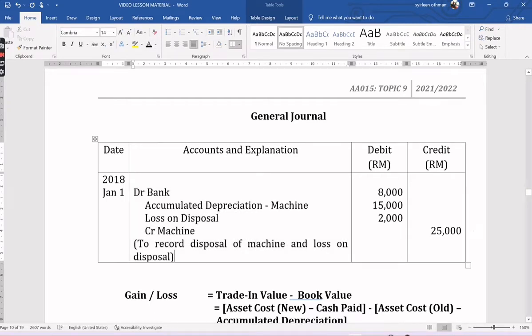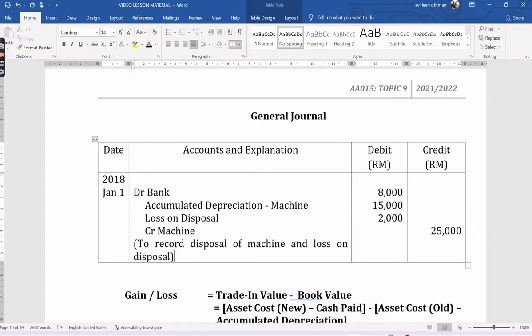Okay, can we write a shorter, simpler explanation? Actually, you can. What we are doing in this question is actually disposal, so gain and loss is sometimes subject to the numbers given, right? So you can just write to record disposal of machine. You don't need to mention loss or gain, it doesn't matter, because what we are doing in this journal is actually to record disposal of asset.